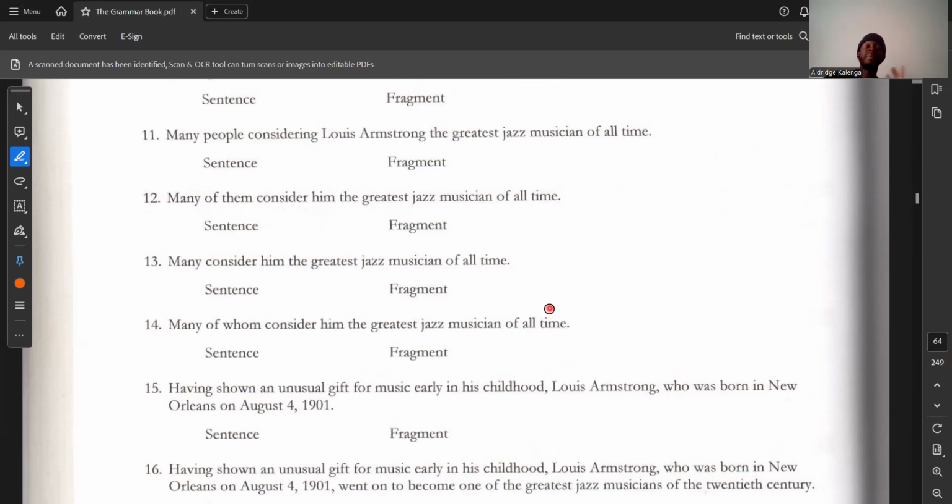What if I said many people considering Louis Armstrong the greatest jazz musician of all time are insane? Now that's complete, right? Because it's a sentence, right? But this sort of leaves you the question like, so what's up with those people, with these many people? And then number 12. Many of them consider him the greatest jazz musician of all time. Sentence.